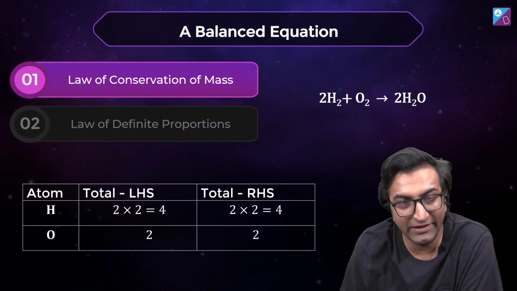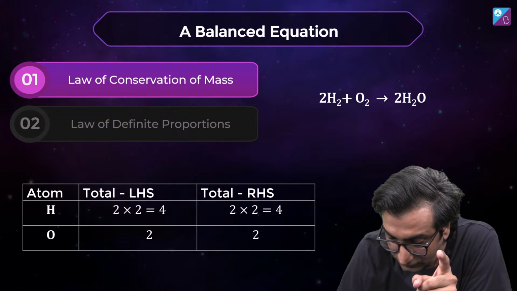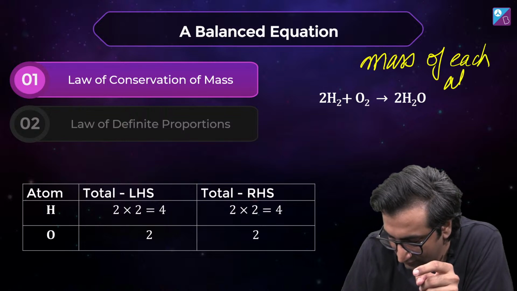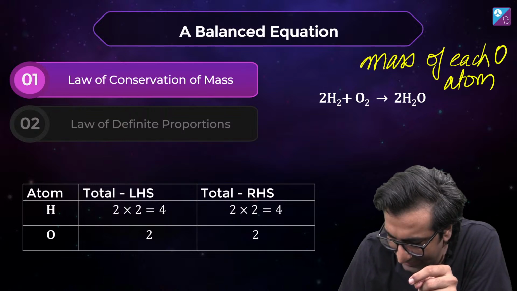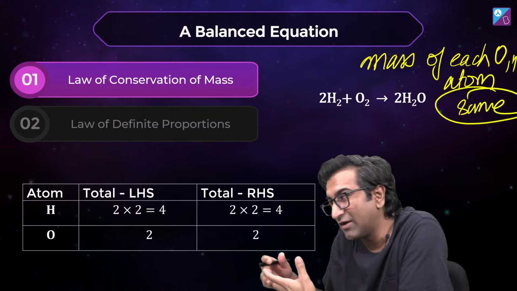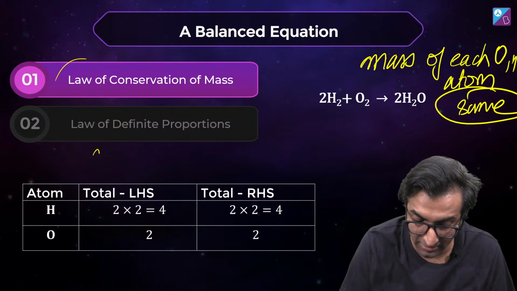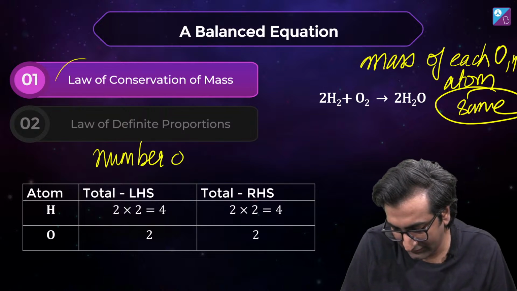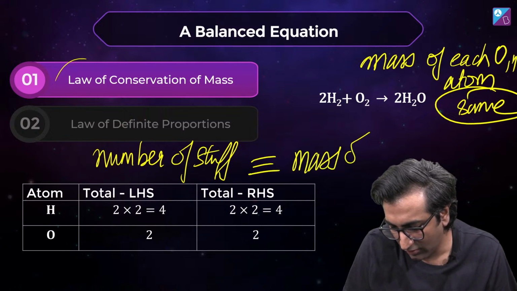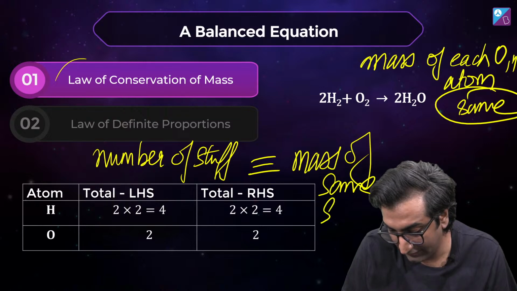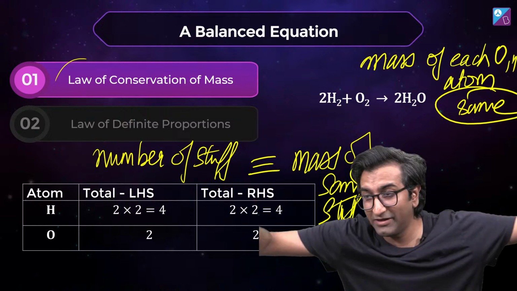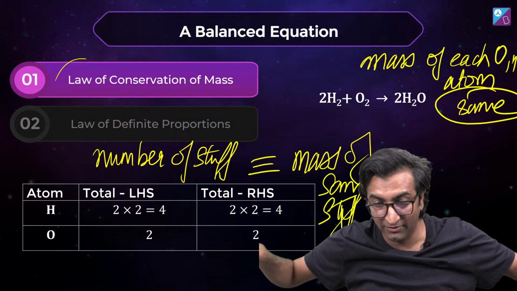Because I know that the mass is going to be the same, and also the mass of each atom is the same. Each oxygen atom, each hydrogen atom is the same. So instead of talking about masses all the time, I can also talk about the number of stuff. So the number of stuff is similar to talking about the mass of the same stuff. Now you see, there is a relationship between mass and number. Is everybody agreed on that? There's a relationship between mass and number.